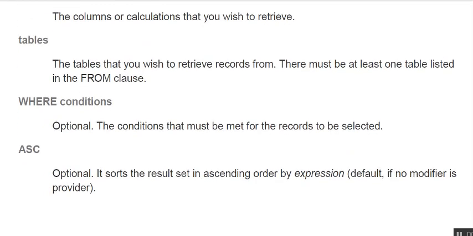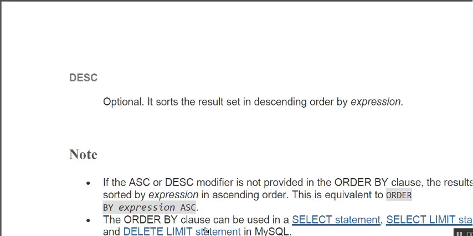Then ASC is optional; it sorts the result set in ascending order by expression. This is the default if no modifier is provided. As I told you, if you're not writing anything, it will by default sort in ascending order. But if you want descending order, you need to write DESC. The DESC option sorts the result set in descending order by expression.